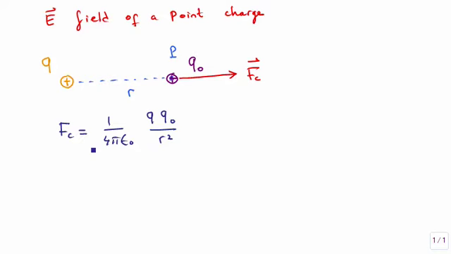If we'd like to express this in vector form, then we can introduce a unit vector in radial direction, denoted as r unit, and multiply the magnitude of this force by that unit vector. From the definition of electric field, we have electric field is equal to Coulomb force per unit charge, in this case per unit test charge.